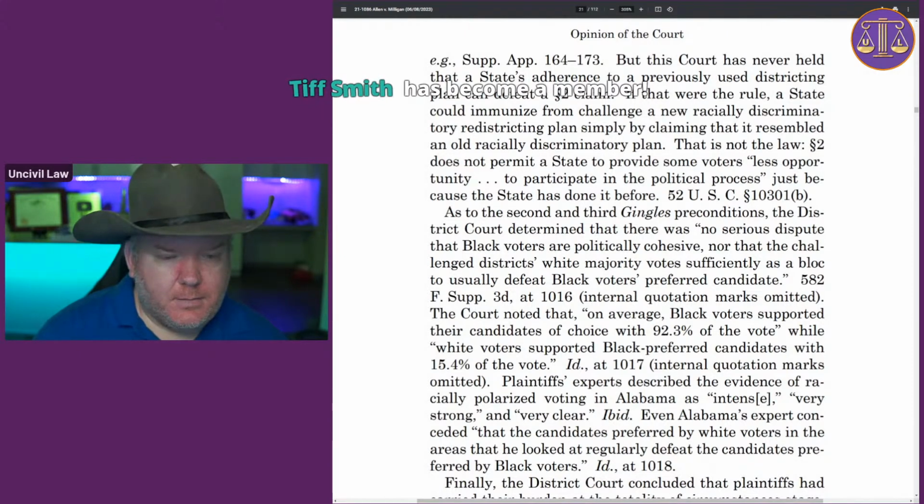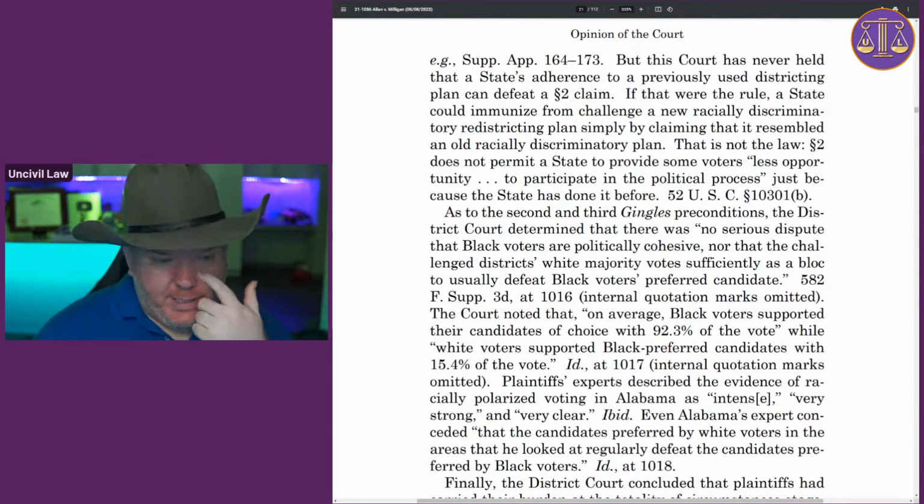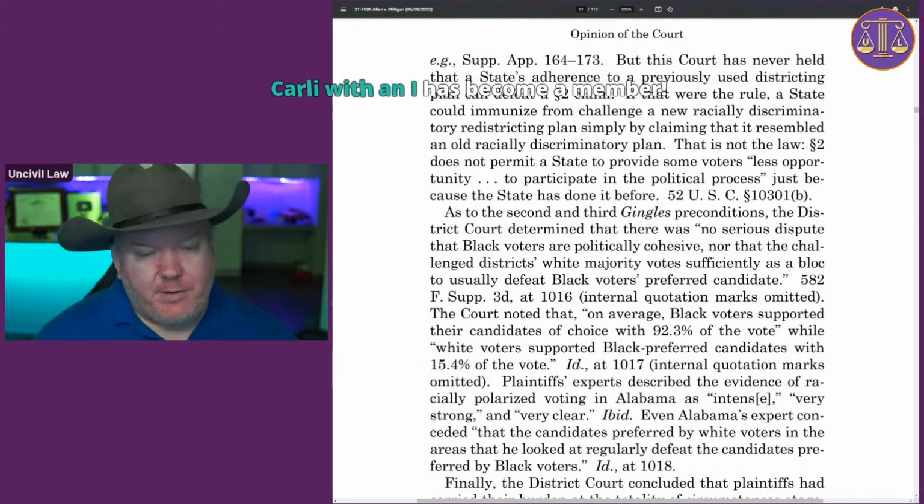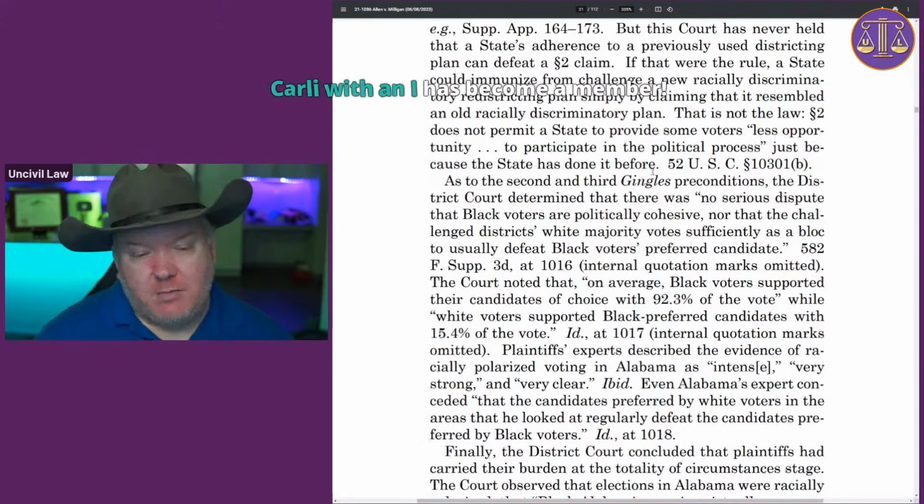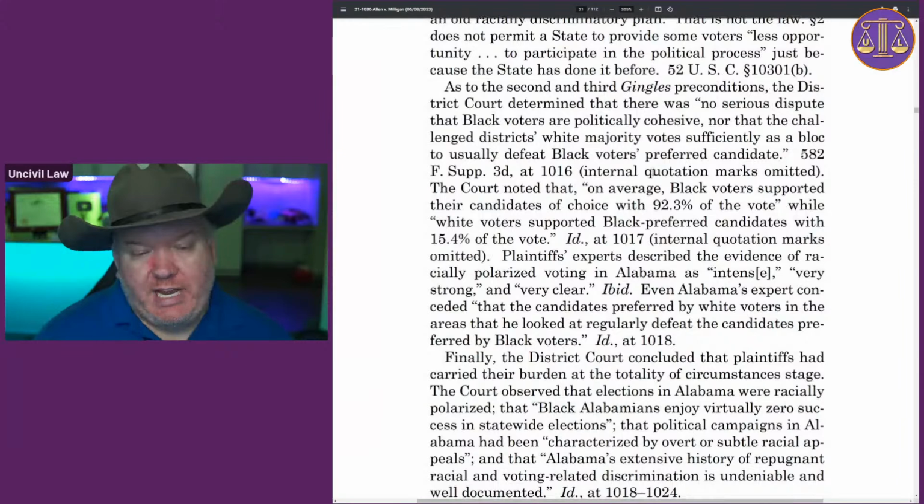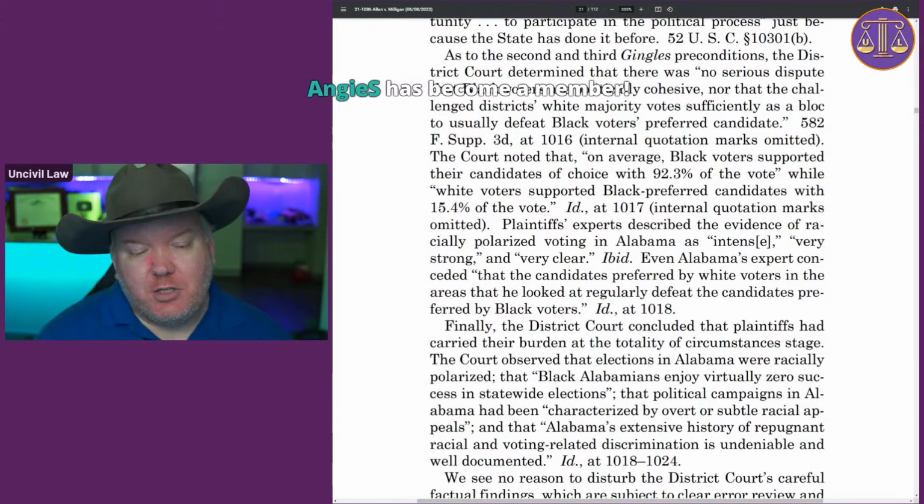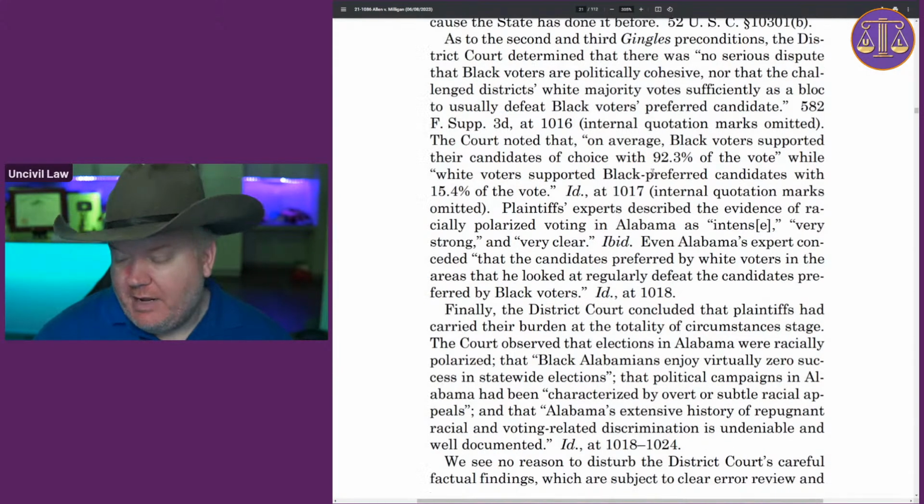Let's see, where were we? As to the second and third preconditions, the district court determined there was no serious dispute that black voters are politically cohesive, nor that the challenged districts' white majority votes sufficiently as a bloc to usually defeat black voters' preferred candidates. The court noted that on average, black voters supported their candidates of choice with 92% of the vote, while white voters supported black candidates 15% of the time. Plaintiffs' experts described the evidence of racially polarized voting in Alabama as intense, strong, and clear. Even Alabama's experts concede that the candidates preferred by white voters in the areas they looked at regularly defeat the candidates preferred by black voters.